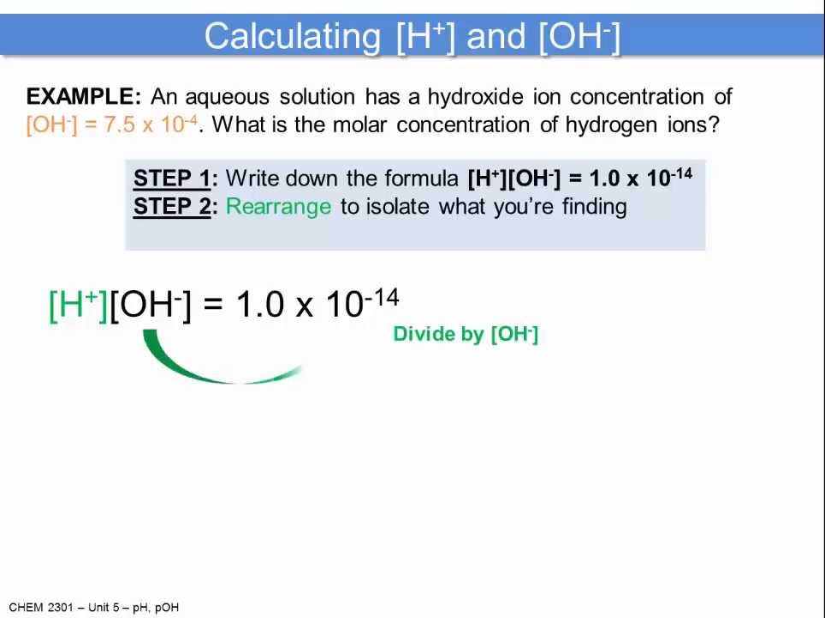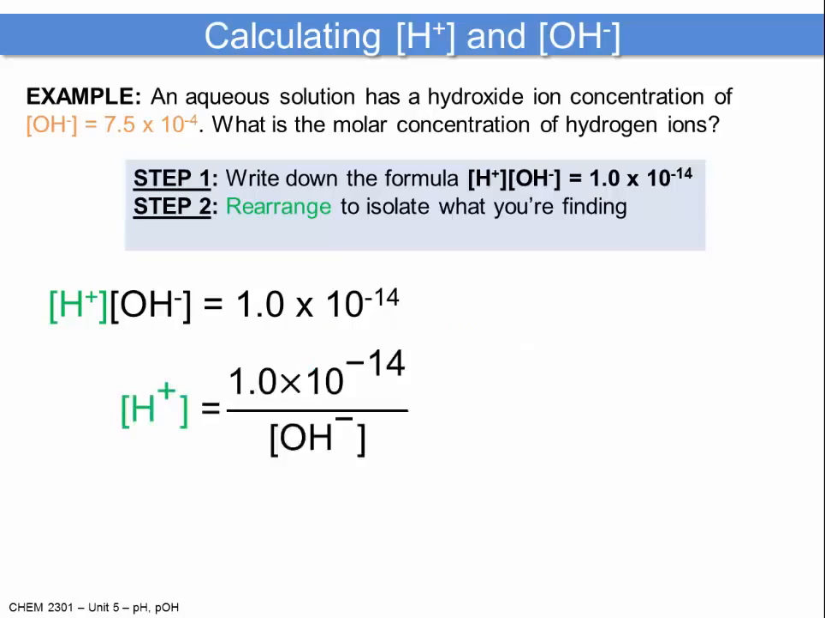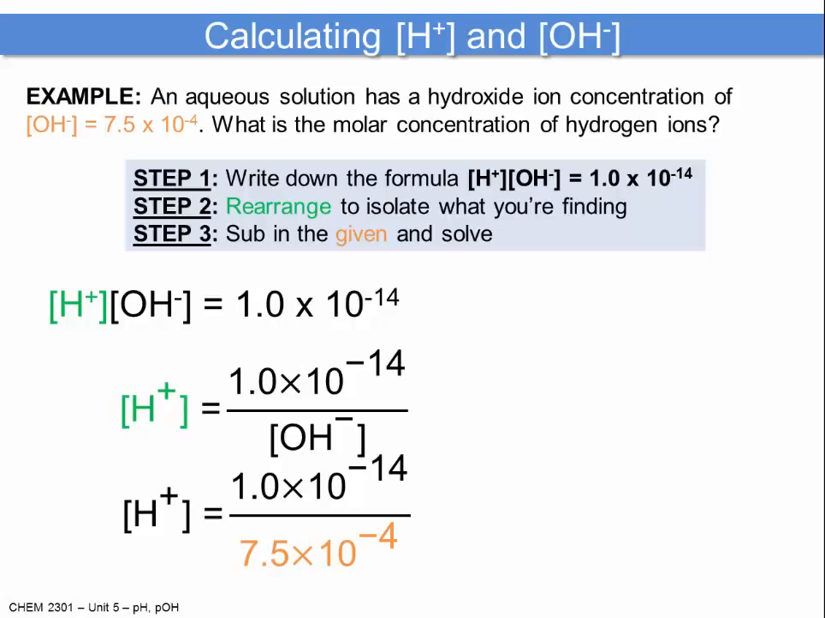How we do that is we want to divide both sides by the hydroxide ion concentration. That gives us this form of the equation. The hydrogen ion concentration is equal to 1.0 times 10 to the negative 14 divided by the hydroxide ion concentration. In the end, we can then sub in the given. The hydroxide ion concentration is the 7.5 times 10 to the negative 4 as given in the equation.